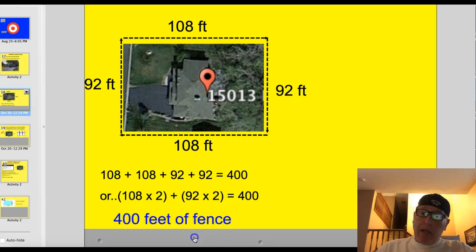Okay? That's the perimeter. Notice it's linear. You could just be walking the perimeter of this. So therefore, it's just 400 feet. It's not square feet. It's linear feet or just plain feet.